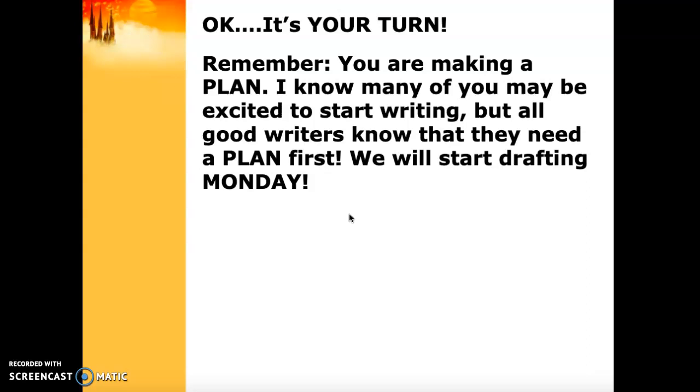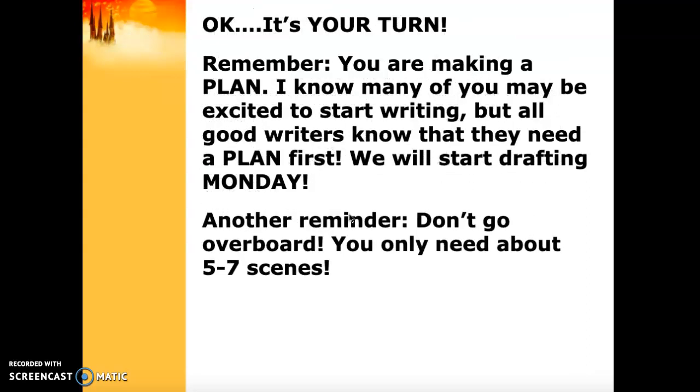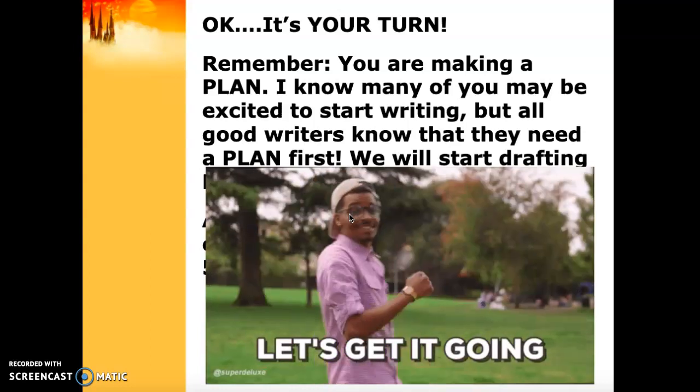And this takes time. And sometimes things just come to you as you start thinking of your scenes. Play around with it, come up with different ideas. And don't go overboard. You only need about 5 to 7 scenes here. We're not writing a really, really long book here. So don't go crazy. Just come up with a few key scenes, right? Those 5 main scenes, or an extra here or there. And really, it's just time to get going.